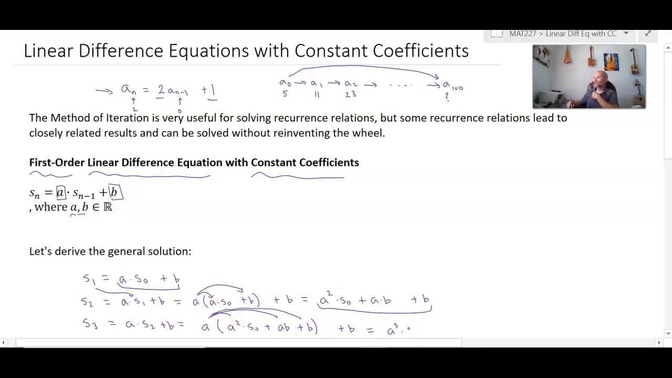And if I distribute that to the three terms I have in the parentheses, I get a cubed times S naught plus a times b, which is a squared times b, plus a times b, and then plus this final b.